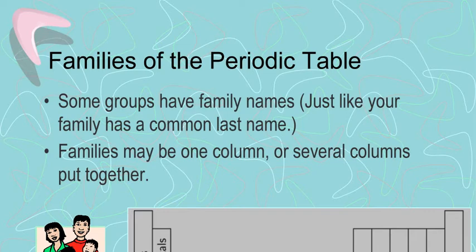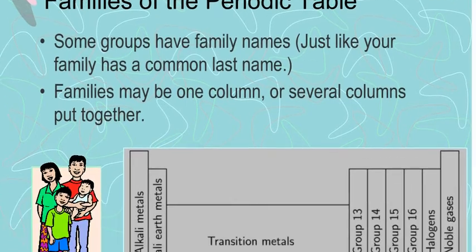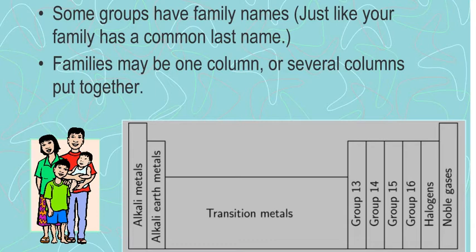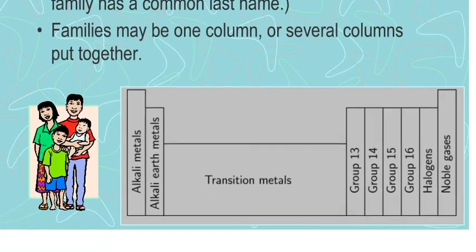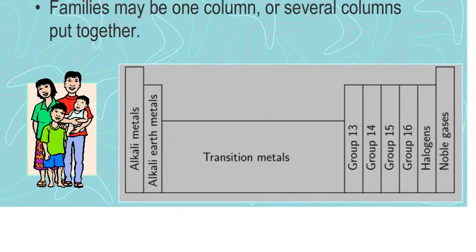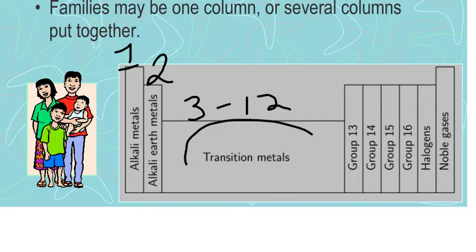The families of the periodic table also have names. Now, families can be a single vertical column or they could be several columns together. And these are the names that you should know. So I'm going to take a moment so that you can copy them down. Group number 1, they're called the alkali metals. Group number 2, they're called the alkali earth metals. Groups 3 through 12, this whole block, we call them transition metals.